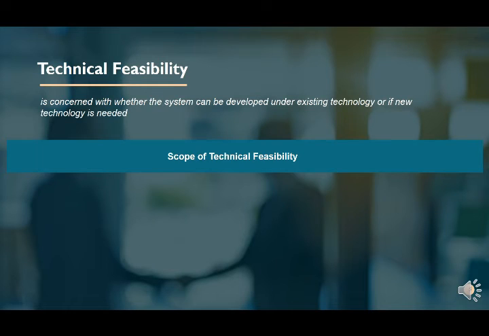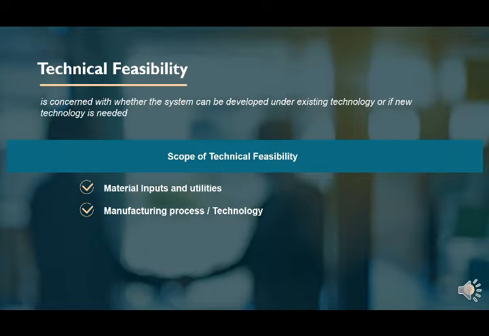The scope of technical feasibility. Technical feasibility includes the study of, first, the material inputs and utilities. This refers to the availability of facilities, services, and other resources required for a project. Second, manufacturing process or technology. This refers to the manner in which a company's inputs are transformed into its outputs. These are tools, devices, and knowledge that help in the transformation.